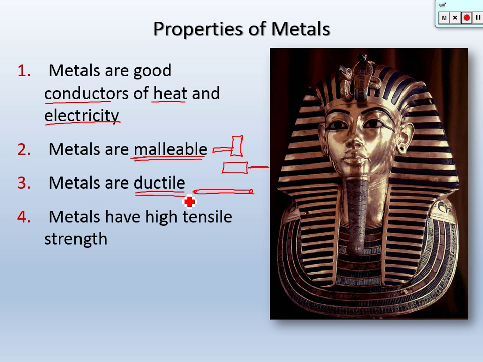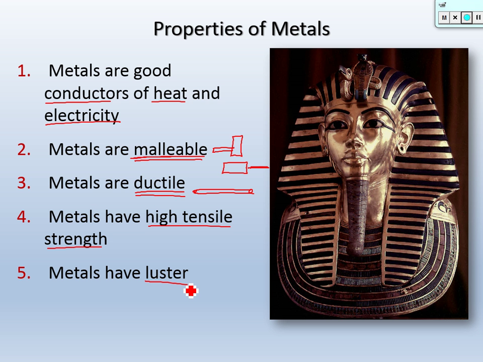Metals have high tensile strength. They're very strong. You think about a piece of iron or steel, you're not going to be able to easily break that. Okay, they have high tensile strength. They're not brittle. And the last property: metals have luster. If you clean them and polish them, most of the time a metal will shine. It has high luster, and that's what that means. It's very shiny.